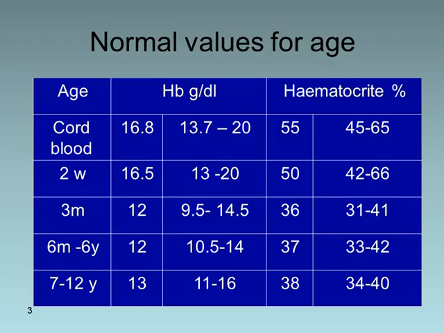Then it will decrease starting by 2 weeks until we reach the age of 3 months where the hemoglobin is 12, and this is called physiological anemia of infancy. Up to the age of 6 months to 6 years, it is 12, and then by 7 to 12 years, the hemoglobin is 13 and the hematocrit is 38.